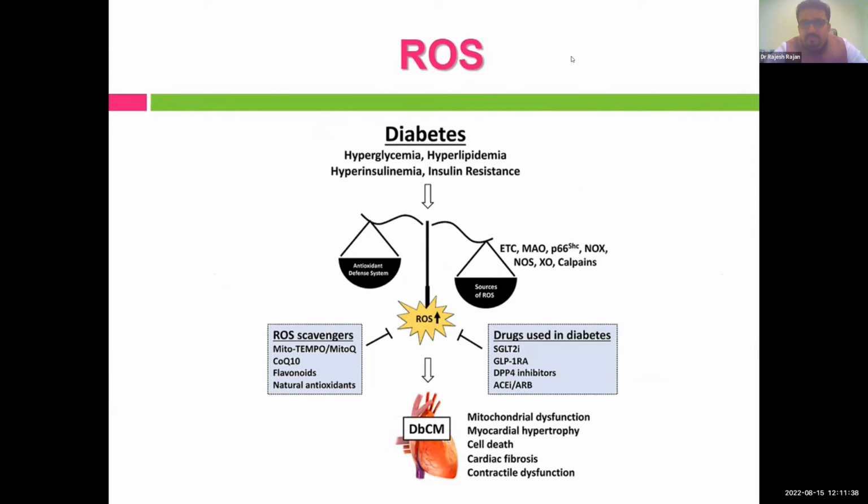So this is what we were talking about in the last slides. Because of diabetes, there can be increased production of ROS. And there are several drugs used in diabetes, like SGLT2 inhibitors, GLP-1 receptor agonists, DPP4 inhibitors, and ARBs. These are the several drugs which can stop this increase, as well as natural antioxidants and ROS scavengers. They can stop this increased production of ROS, and we can stop the further development of mitochondrial dysfunction, myocardial hypertrophy, cell death, fibrosis, and contractile dysfunction, which ultimately sets into diabetic cardiomyopathy.